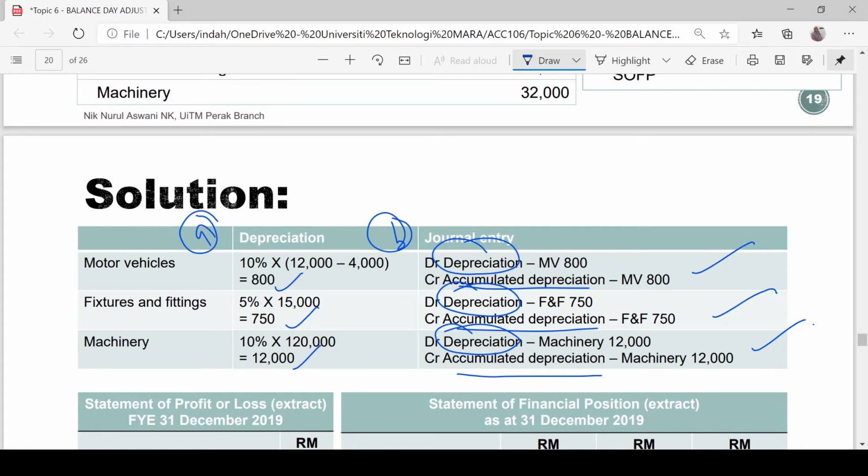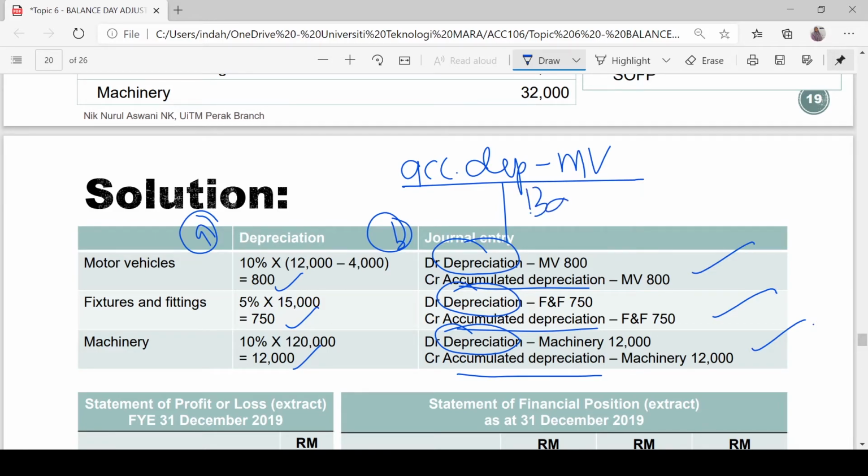All right, and then you're going to add this amount to the existing account, and at the end of the year you will have a new amount. So I'm going to show you only one example, for motor vehicle. Some of you may need to see how it affects the accumulated depreciation account. So this is an example. Because accumulated depreciation is opposite to asset account, this accumulated depreciation will have a credit balance.